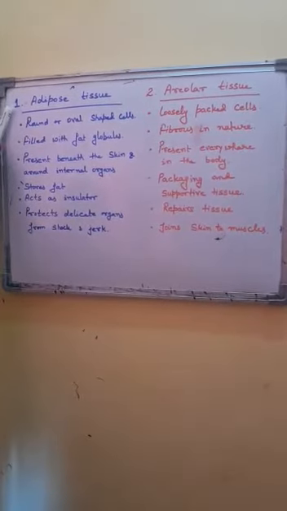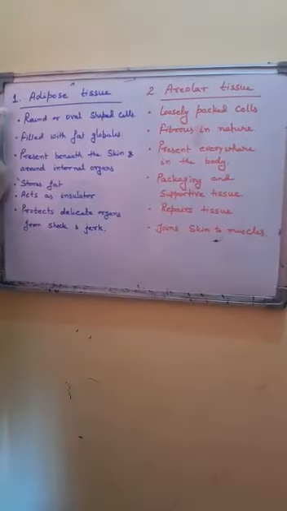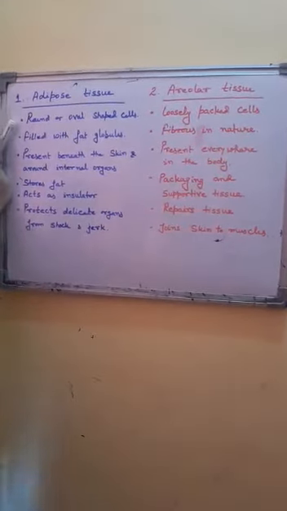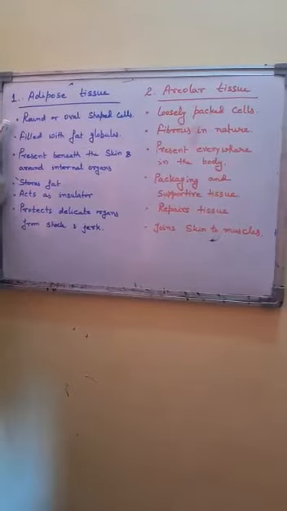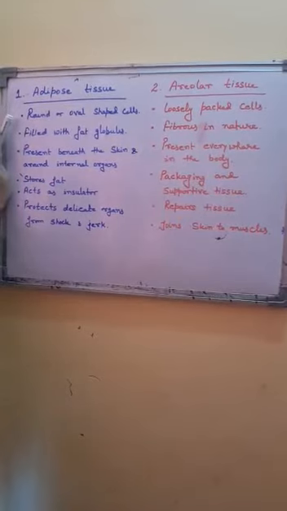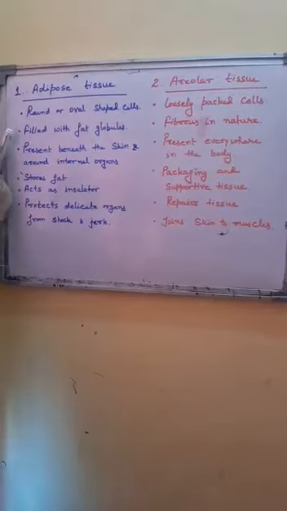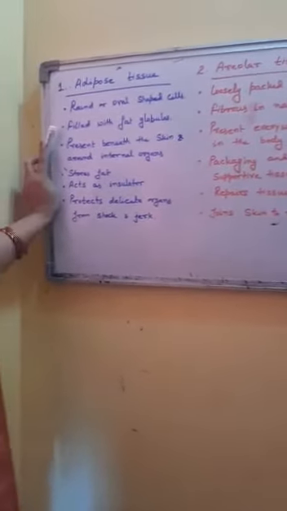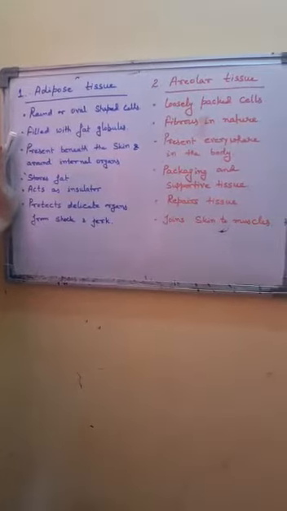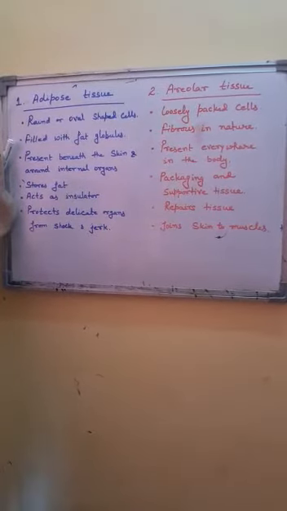The first connective tissue that we are going to study is adipose tissue. Adipose tissue consists of round or oval shaped cells. These cells are generally tightly packed. The structure is round and oval generally. The cells are filled with fat globules and these act as fat storage tissue. Fat is stored in this tissue.